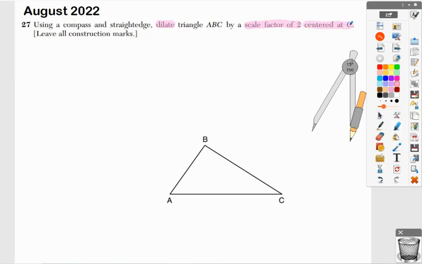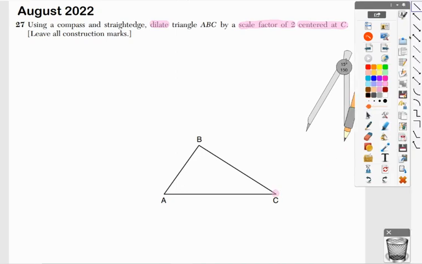So those are the two components we need when we're talking about dilations, a scale factor and a center. The fact that it's telling me to center it at C is a big deal. That means C is going to remain invariant, or it's not going to move. And that's going to help me to understand where to start my transformation.